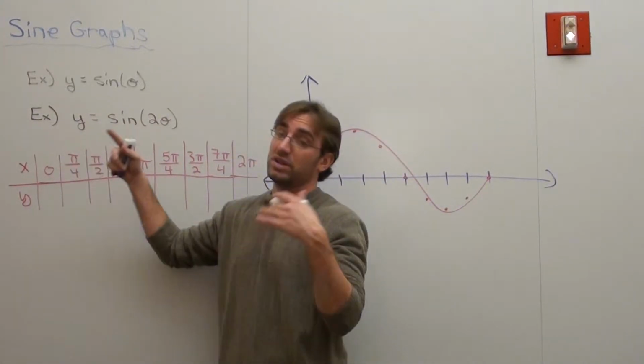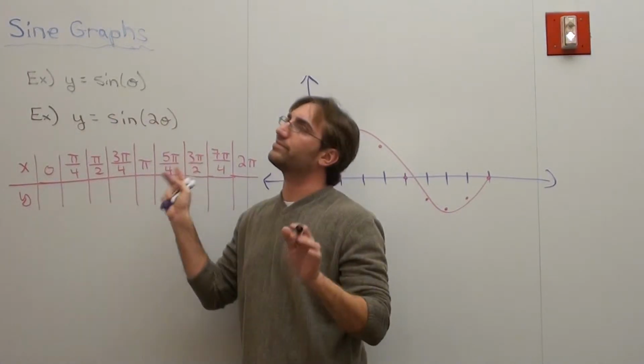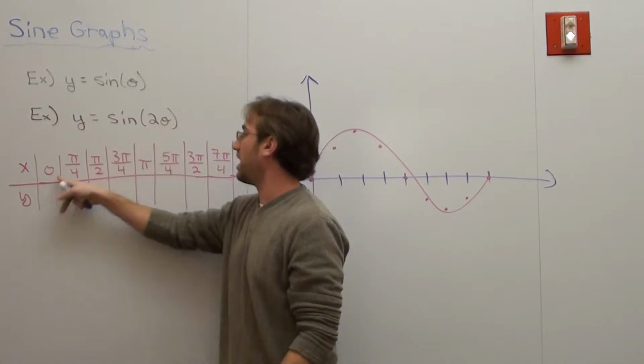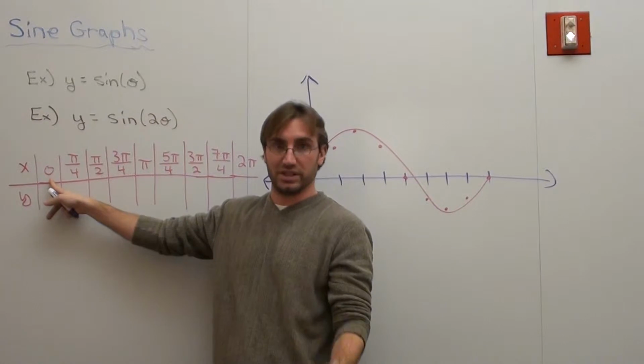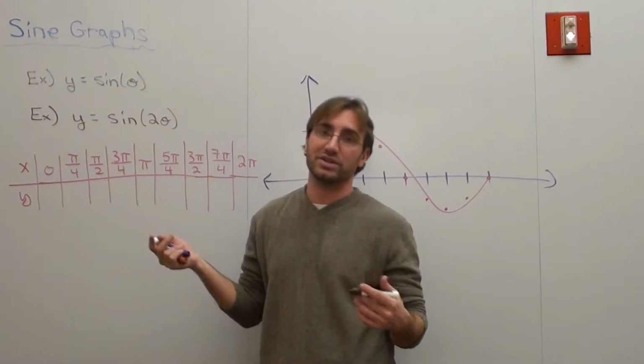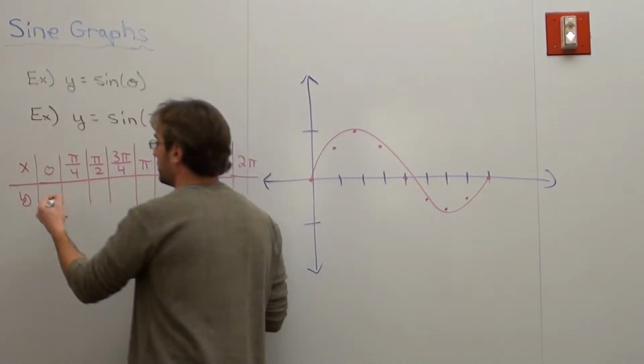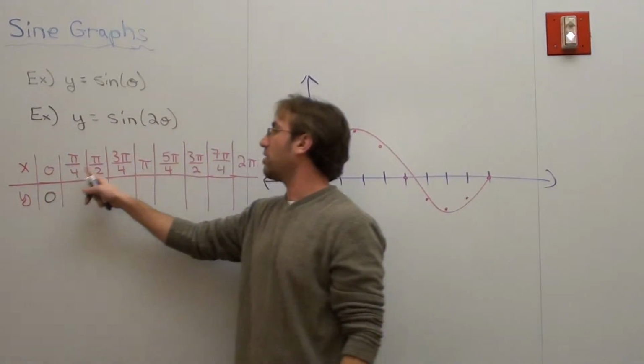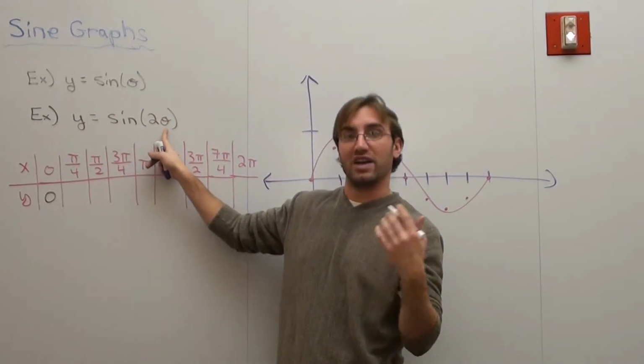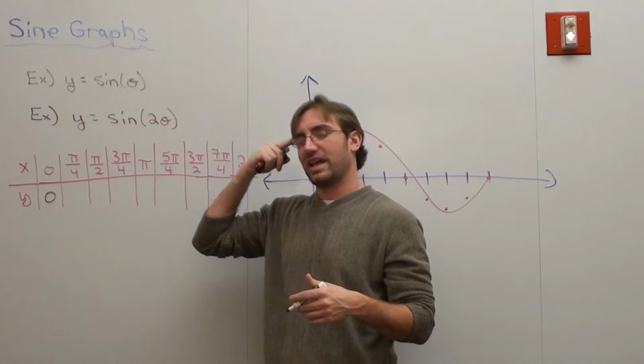The sine of 0 is 0. Well, let me phrase it this way. 2 times 0 degrees is 0 degrees. Sine of 0 degrees is 0. Sine of pi over 4 is 45. 2 times 45 is 90. So that's how I do it.